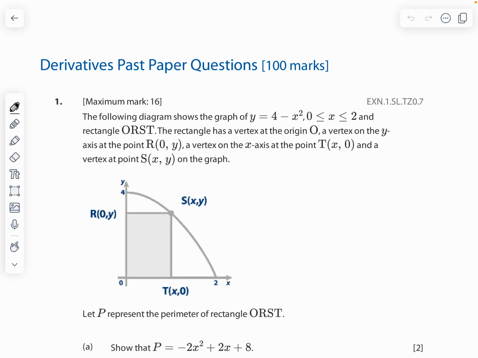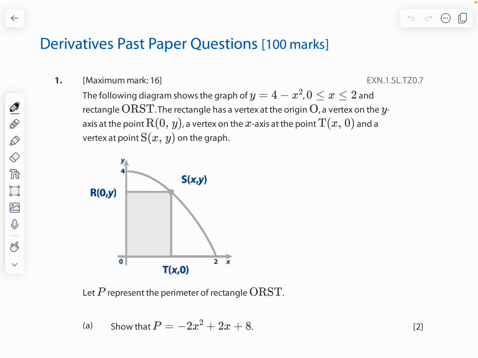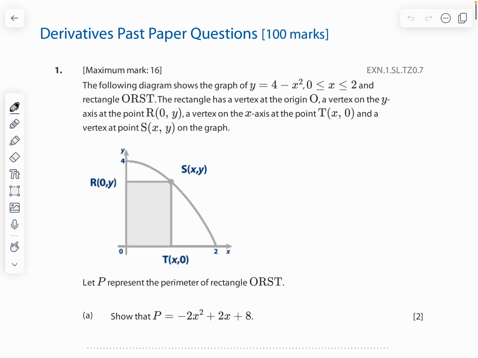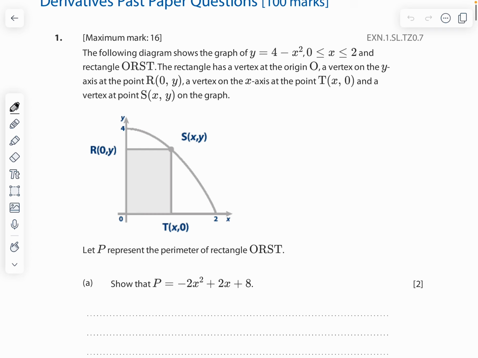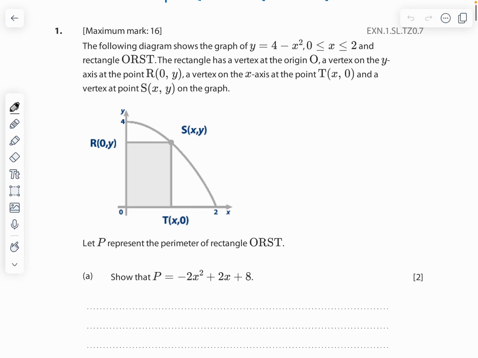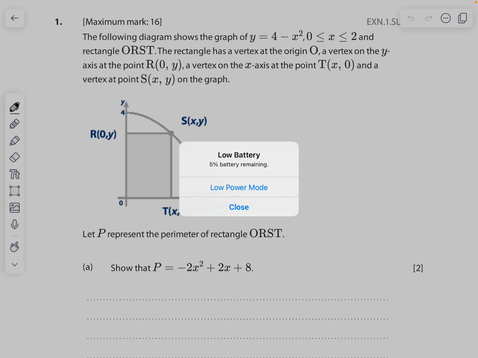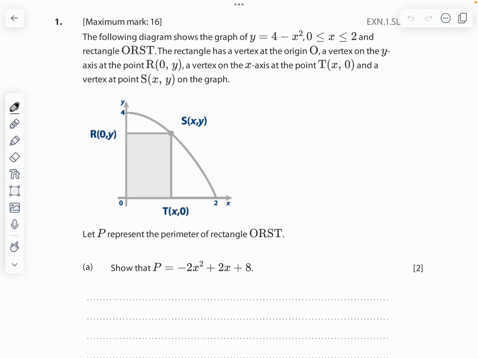Now it states the following diagram shows the graph y equals 4 minus x square, x lies between 0 to 2, and a rectangle ORST. The rectangle has a vertex at origin. The vertex on y-axis is R, which is (0, y). The vertex on x-axis, which is T, is (x, 0), and a vertex S, (x, y), is on the graph. Then let P represent the perimeter. So we are going to talk about the perimeter of the rectangle ORST. Show that perimeter equals minus 2x square plus 2x plus 8.